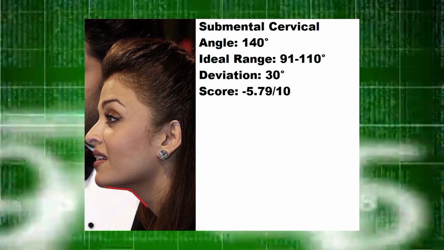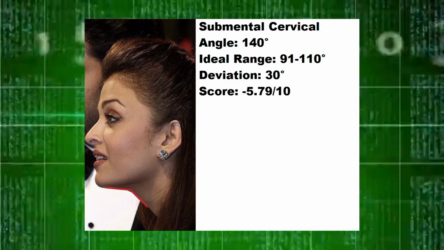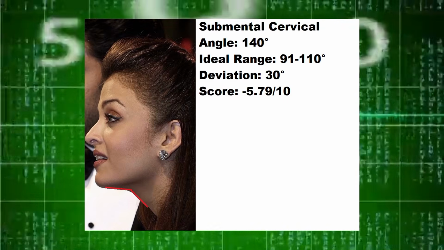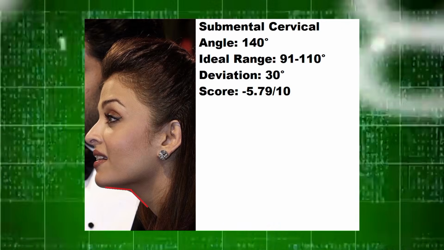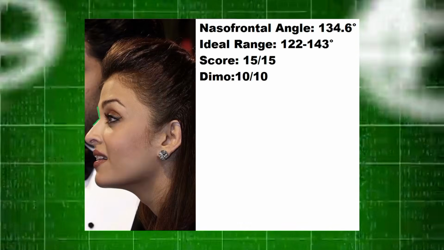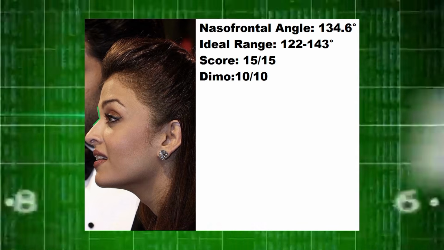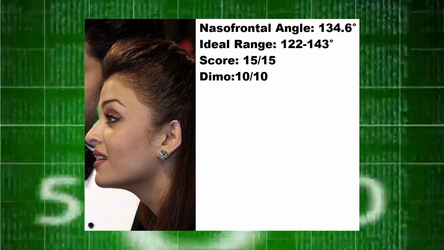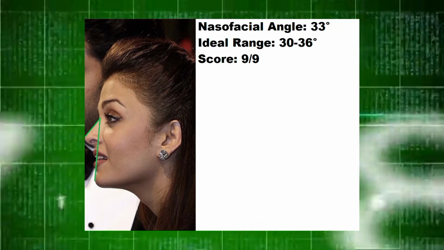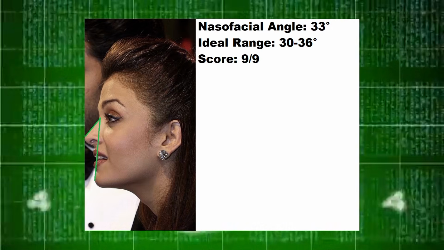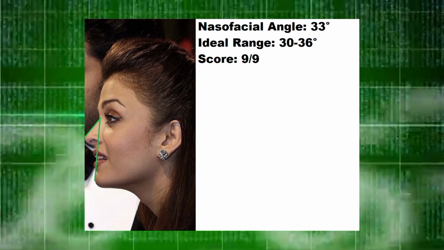Her submental cervical angle is 140 degrees, which is way too high. Ideally, this angle should be smaller to create a more defined transition from chin to neck. Her nasofrontal angle is 134.6 degrees, which is perfect, showing a very feminine, smooth brow ridge projection. Her nasofacial angle is 33 degrees, also perfect, indicating a balanced nose projection in harmony with her face.